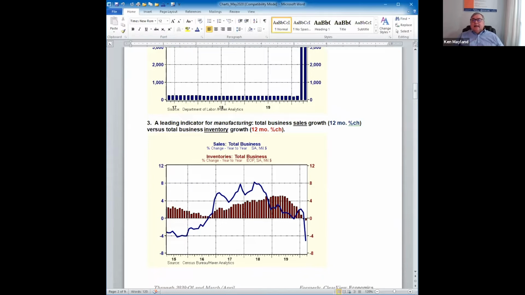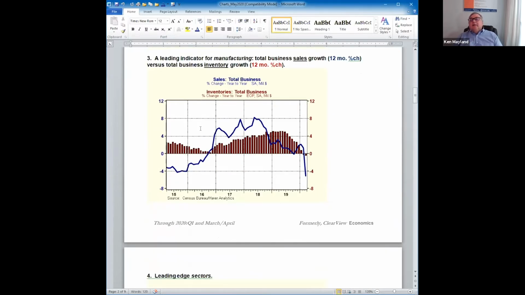Now, a second indicator that I value extremely highly, and as far as I know, I'm the only business economist that puts so much weight on these numbers, is a tally of the year-over-year growth of total business sales versus the year-over-year growth of total business inventory. So these are all in 12-month percent changes.